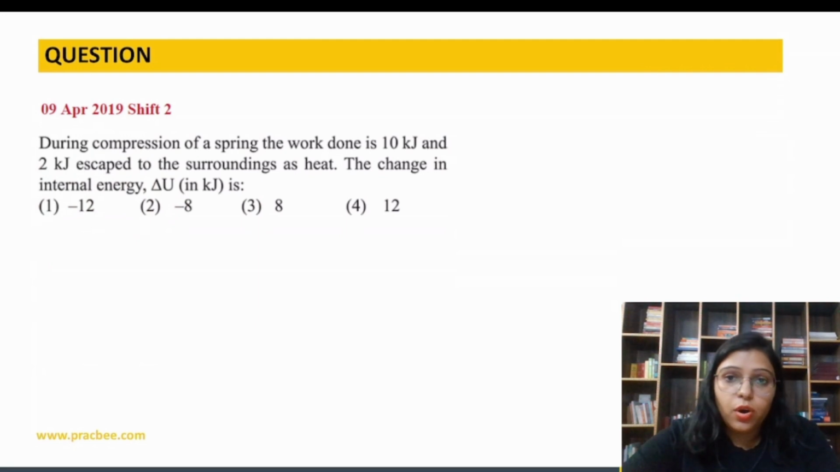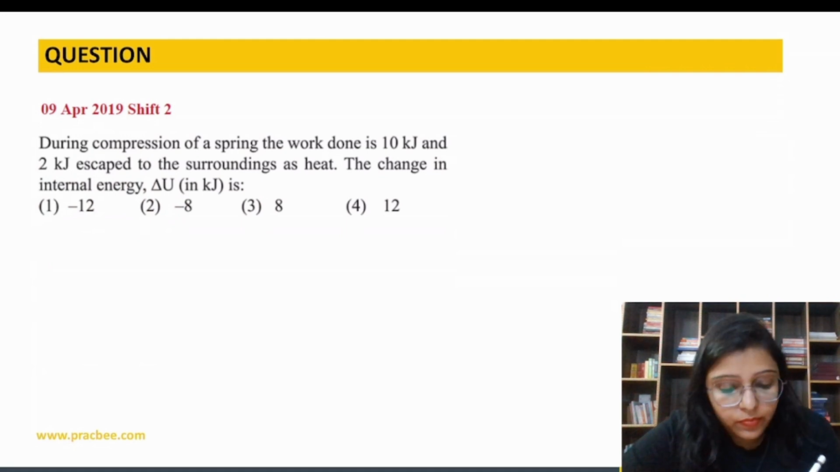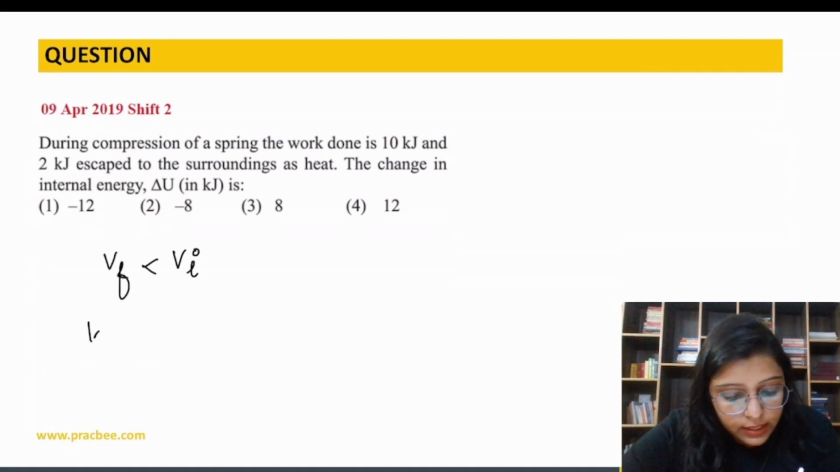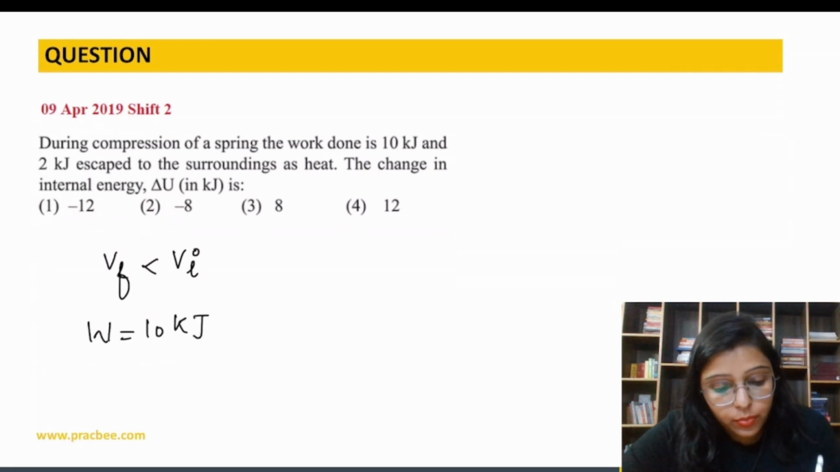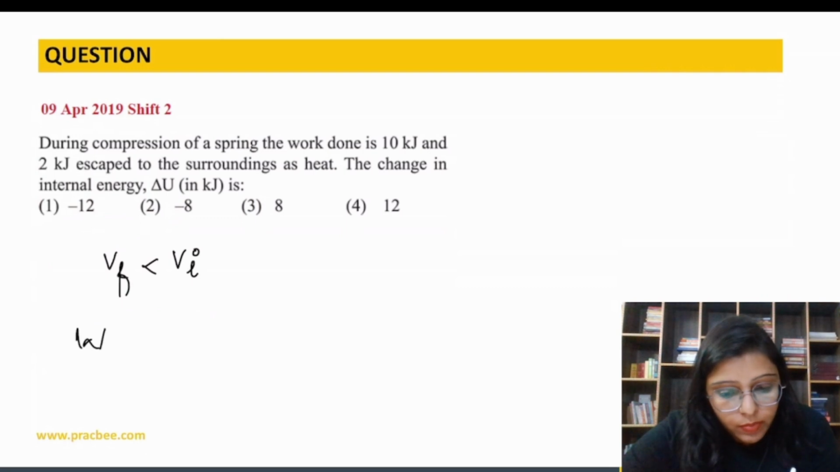Now let's do the next question. During compression of a spring, compression of a spring means obviously the final volume is less than the initial. Work done is 10 kilojoule. The work done on the spring is 10 kilojoule, it is compression. So it means compression work is going to be positive, so we write plus 10 kilojoule.